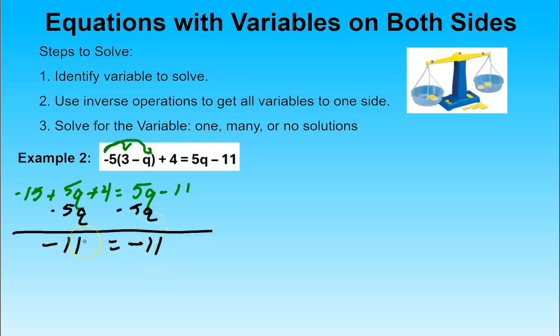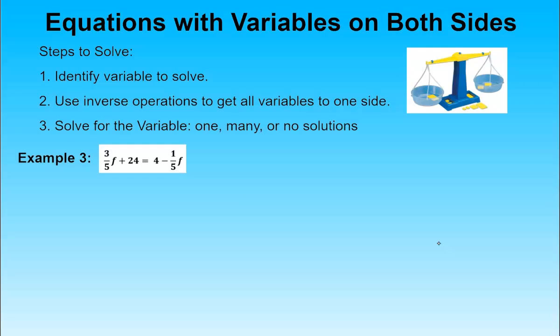Since negative 11 does equal negative 11, that tells me that I have many solutions. Or you might see it written as infinitely many, which means there's no limit. It can be any number that you would want to put in there, and it would still make both sides equal to each other.